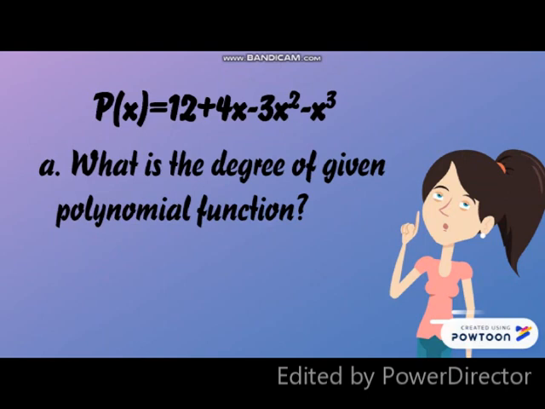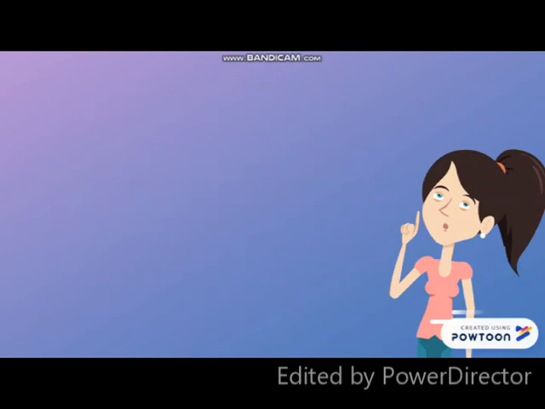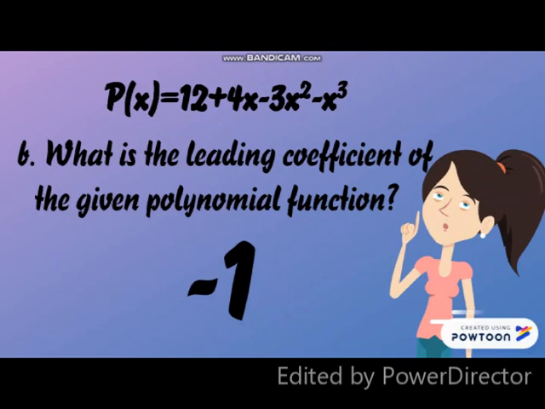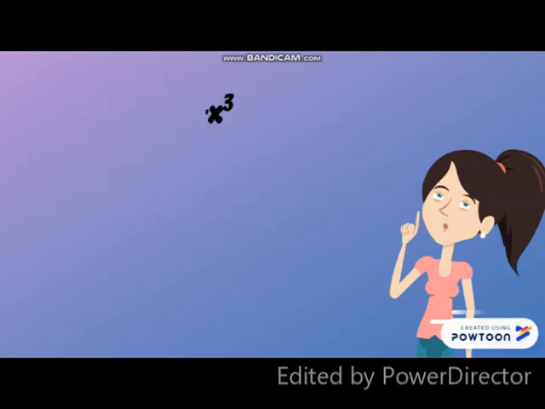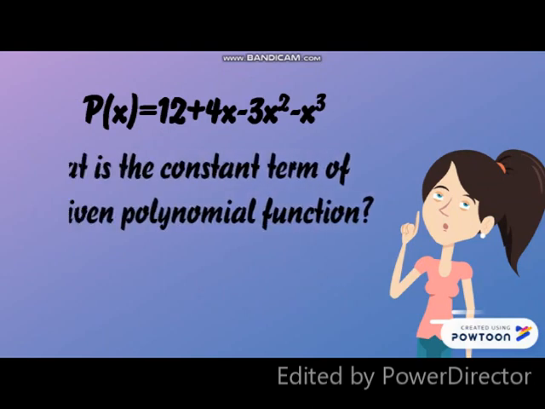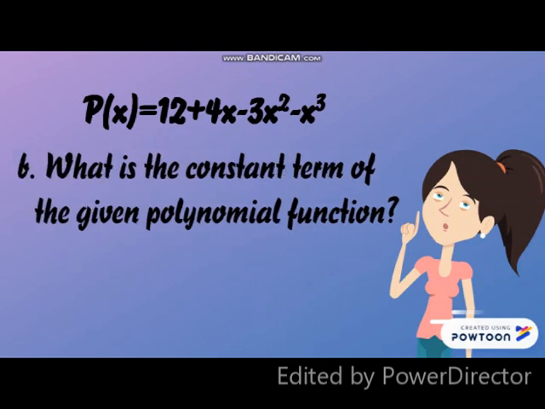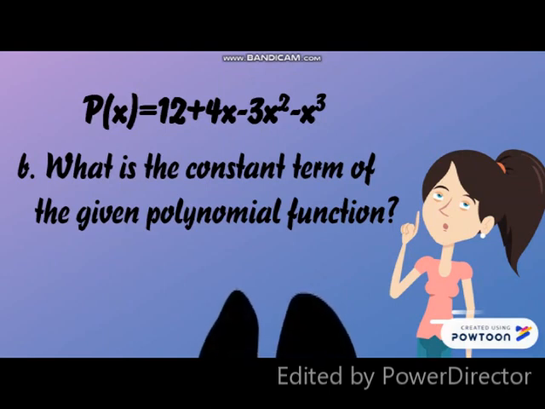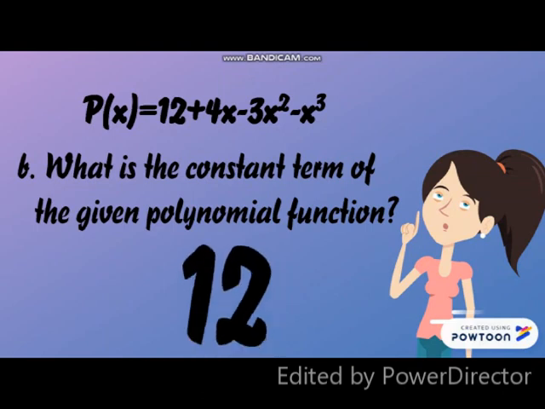If your answer is 3, you get the correct answer. What is the leading coefficient of the given polynomial function? If your answer is -1, you get the correct answer. What is the constant term of the given polynomial function? If your answer is 12, you get the correct answer.